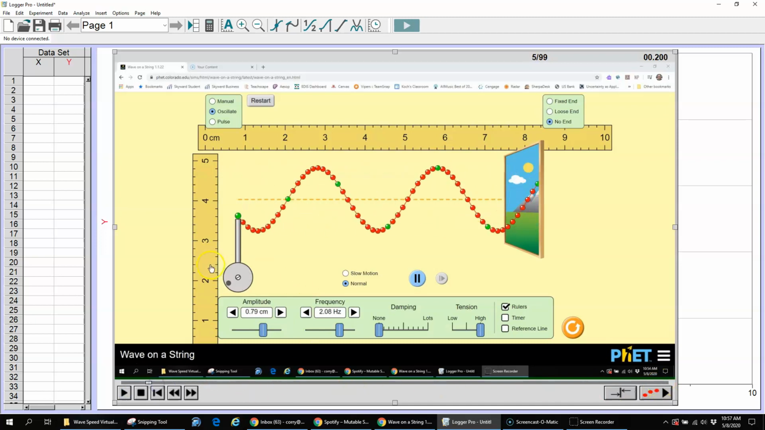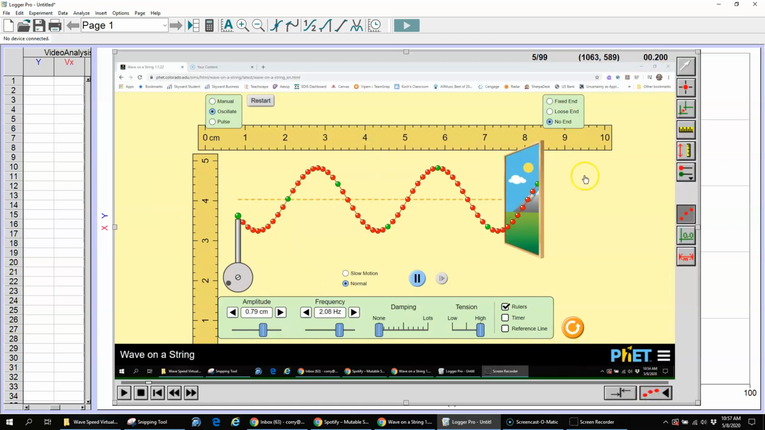So I did not put the time on here. This is playing in real time, so this is the normal time, so the time of the video corresponds to the time of the wave movements. So we're going to kind of move this along. It doesn't really matter if we set the 0 time.